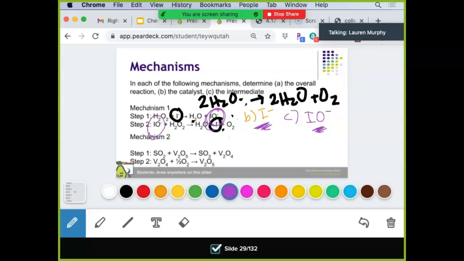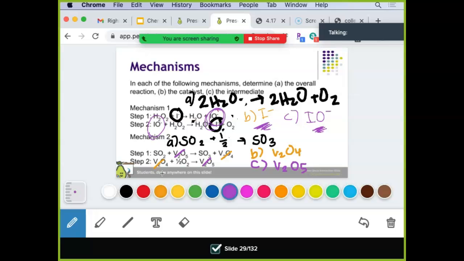Can you write out the overall reaction? Can you identify any catalysts or intermediates if there are any? All right, so hopefully you got SO2 plus 1/2 O2 makes SO3. So this is our balanced chemical reaction.